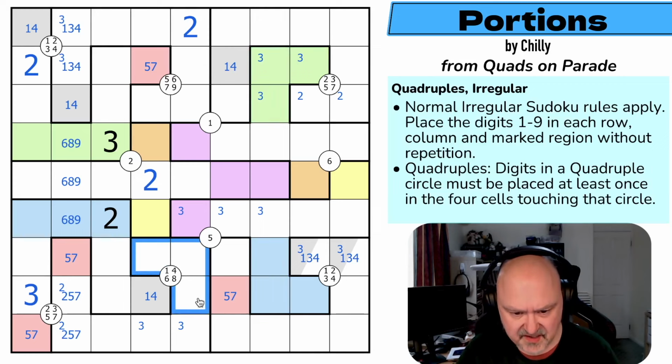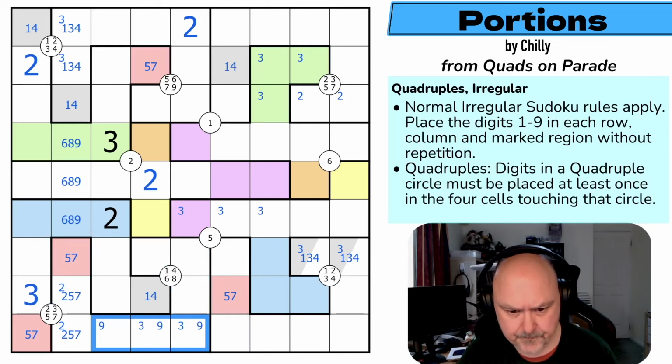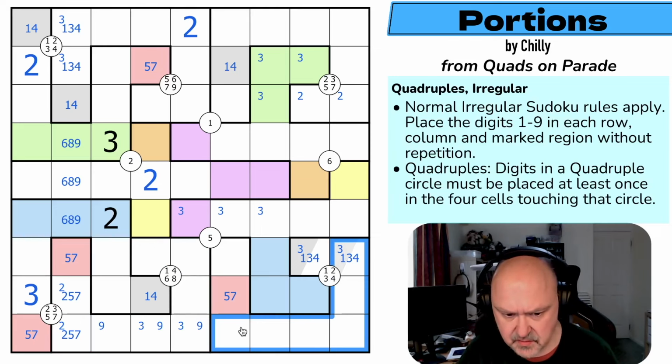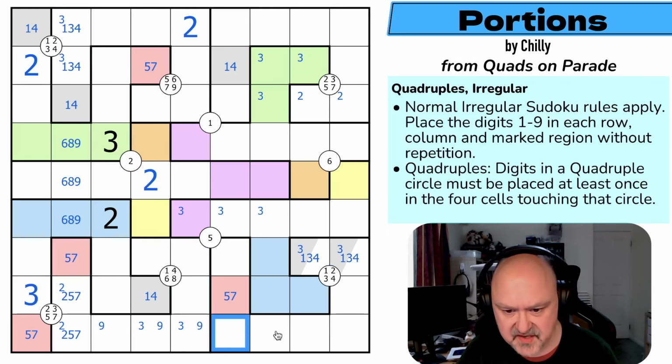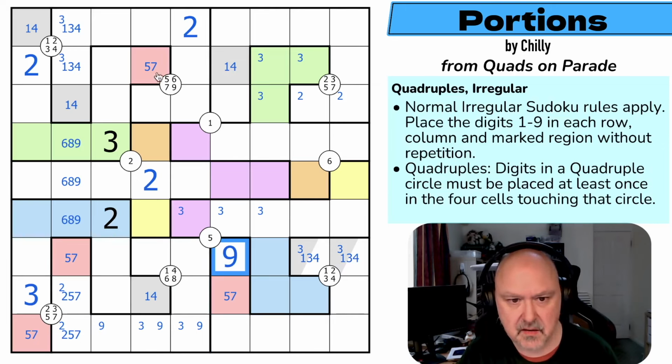Six and 8 are in here. And 2, 5, 7 are here. So 1, 2, 3, 4, 5, 6, 7, 8, 9 must be down here. So where's 9 in this region? I can't put 9 in those. 9 is down here. So in this region, I can't put 9 in any of those. That's a 9.